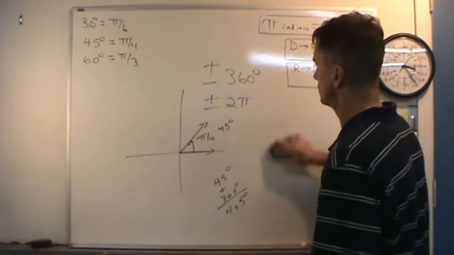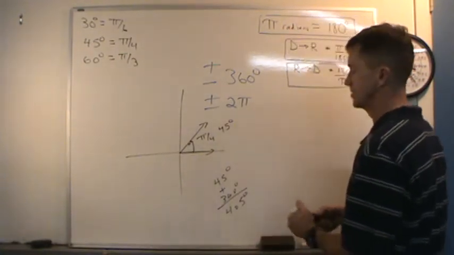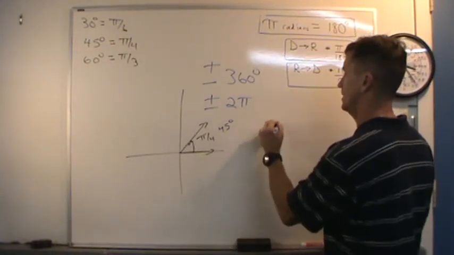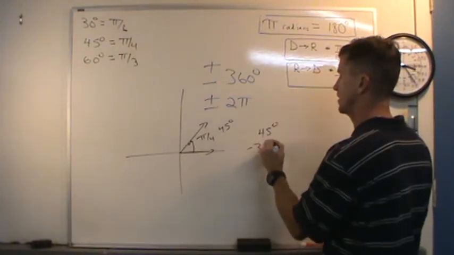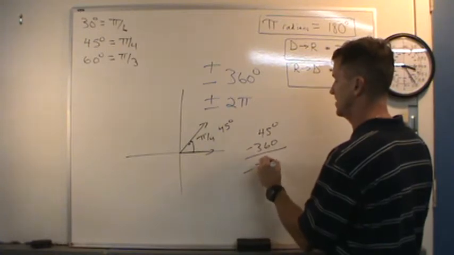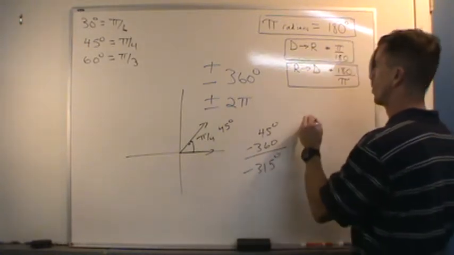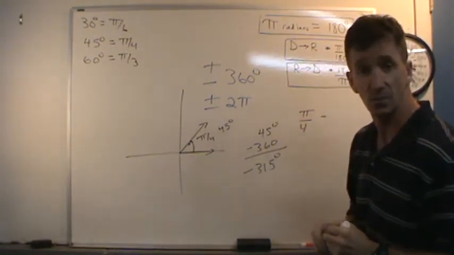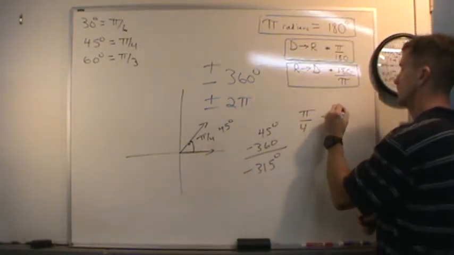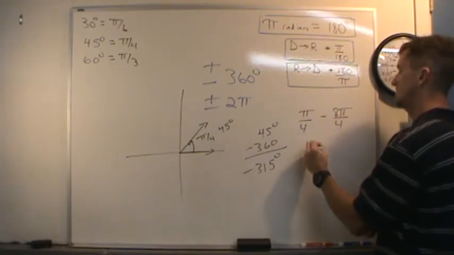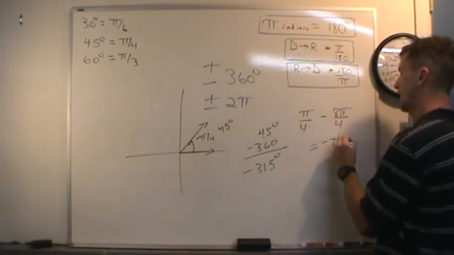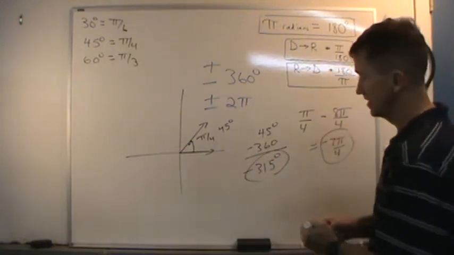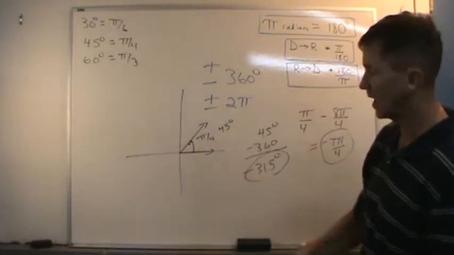We can rotate the other way. So what if you subtracted 360? Alright. 45 degrees. Subtract 360, you're going to get negative 315 degrees. Or pi over 4. We're going to subtract 2 pi, which was 8 pi over 4. Gives me negative 7 pi over 4. So these are the same angle. And this angle is coterminal with pi over 4.